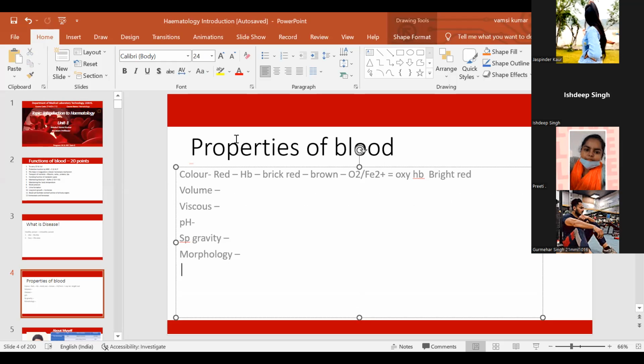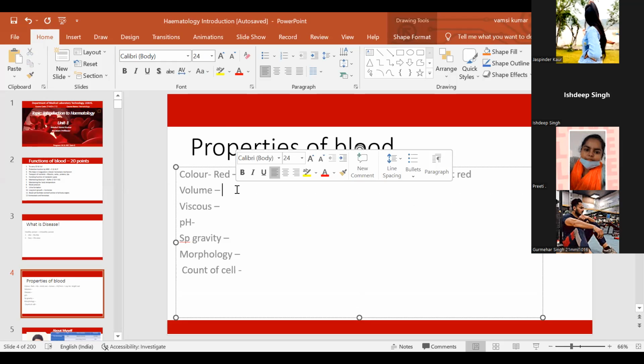And one more point we can write, the count of cells in the properties. It will be a really broad statement, but I'm writing it. What is the normal volume of blood, students? Can you tell me the normal volume in a human body? Yes, in male, it is 12 to 16.